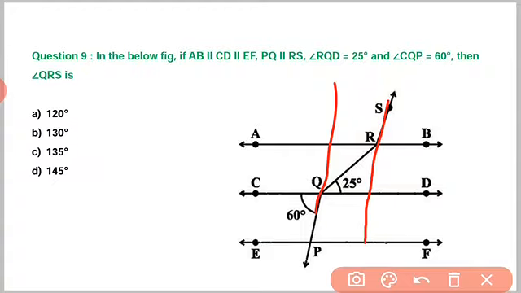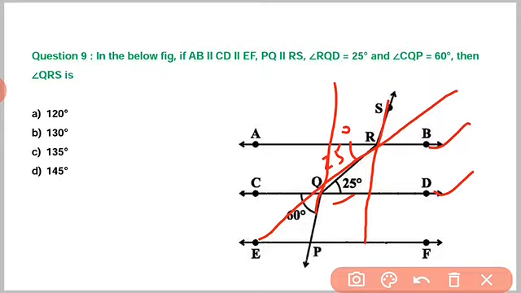Since these two lines are parallel, AB is parallel to CD, and we see that QR is forming a transversal, so this angle and this angle will be equal, that is 25 degree. Why? Alternate interior angles of parallel lines when intersected by a transversal are equal.